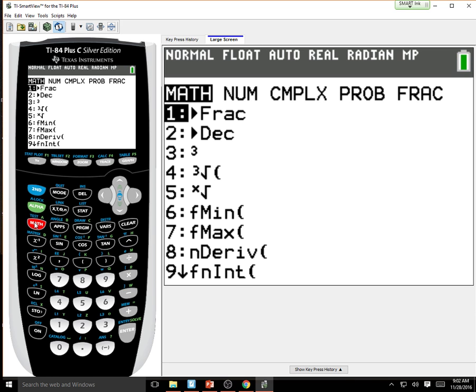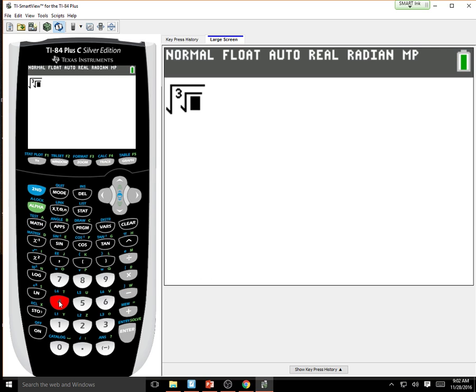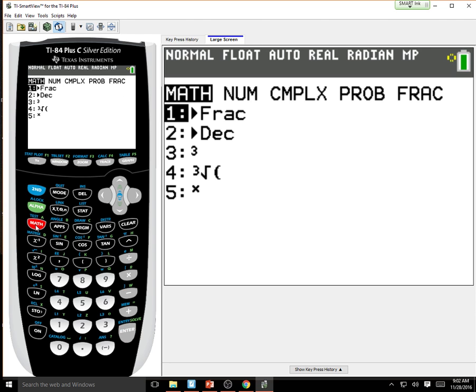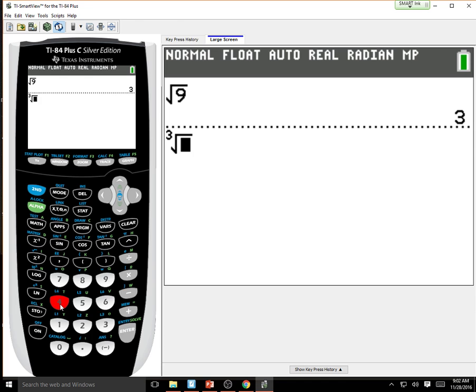Math. Option 4 is the 3rd root. Option 5 is the xth root. Okay? So now let me show you what 4 looks like. So it's going to look like that. Whoa, that's not what I want to do at all. So this is if I want to take the square root of something. So if I want to take the square root of, I don't know, 9, there's my 3, okay? If I hit that math button, option 4, I can take the 3rd root of 27.